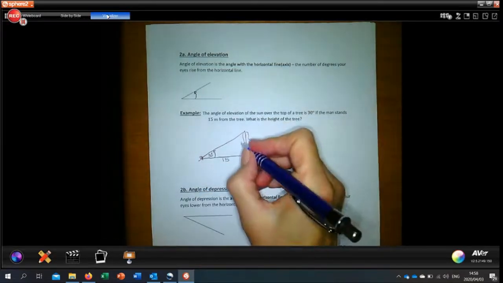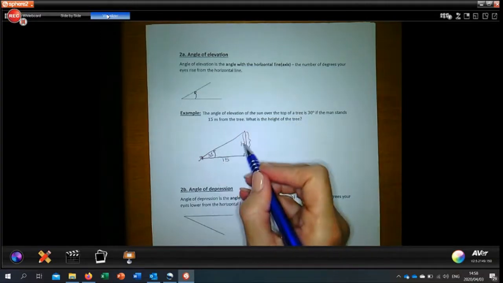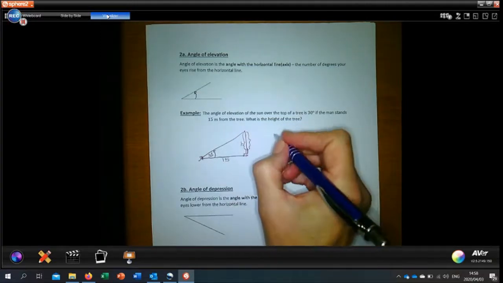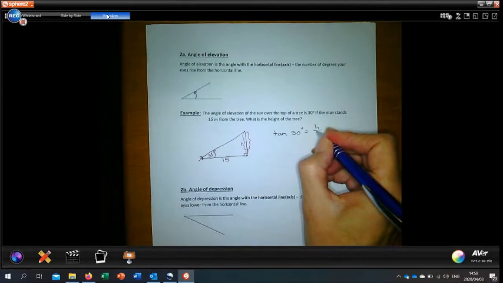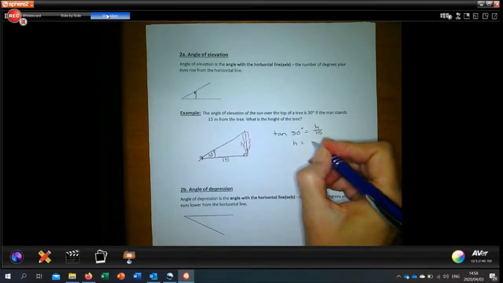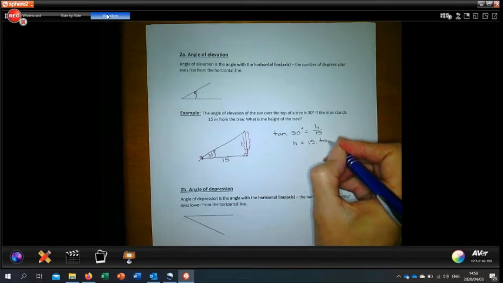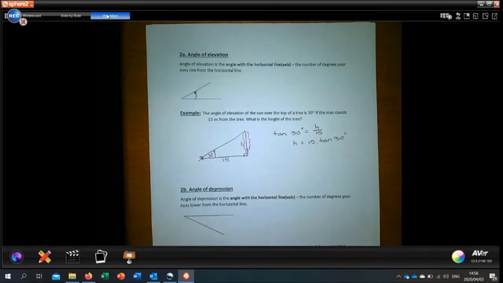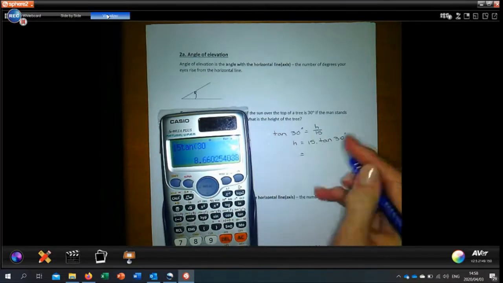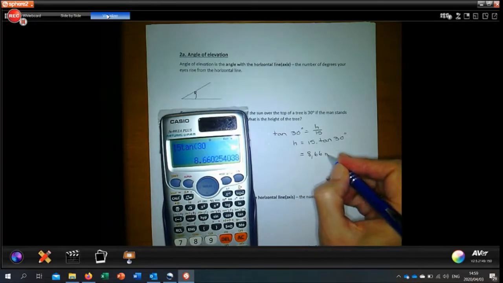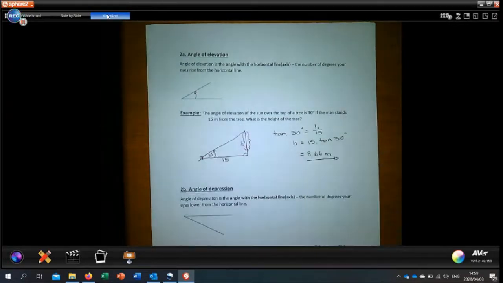So what is the height of the tree? I'm standing at 30. I'm looking for opposite. I have adjacent. So tan 30 is equal to H/15. To get H alone, I just multiply by 15. And the height of this tree, I can find my calculator, 15 tan 30 is, let's go for 8,66 meters. So there's our first real life situation.